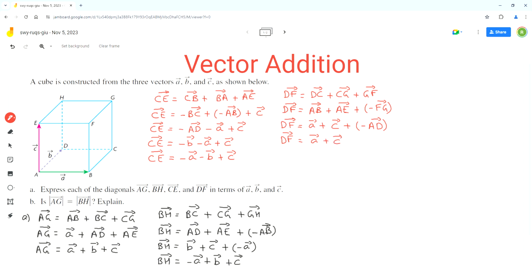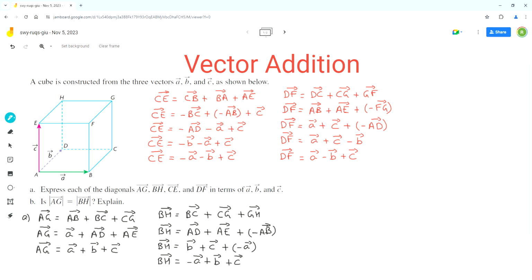Now vector AD is equal to vector B. And now we can rearrange the terms. So this should be the final answer for vector DF.